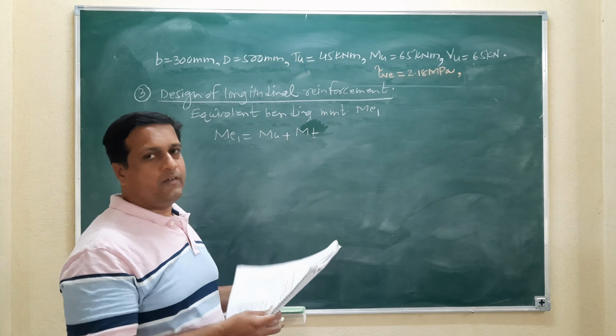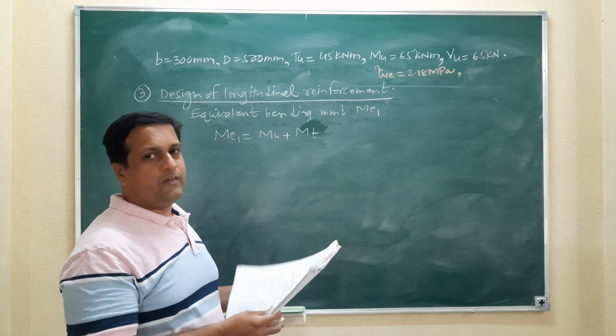So you have to calculate 65 plus, it is (500 divided by 300 plus 1) divided by 1.7 into 45. The value is 70.58. You add this to 65, and the value is 135.58 kilonewton meter. So this is the value of ME1.